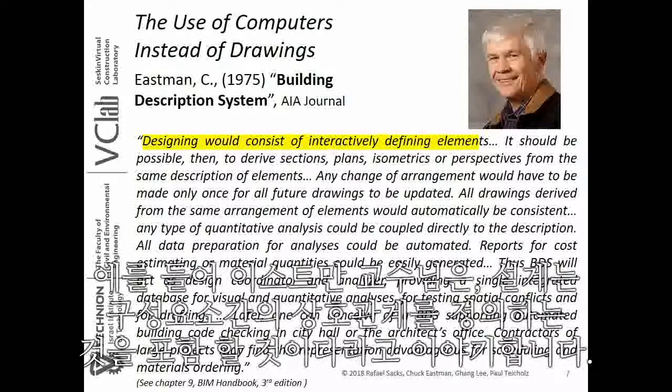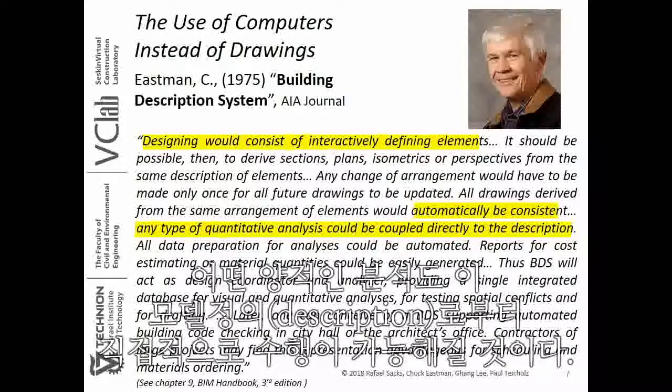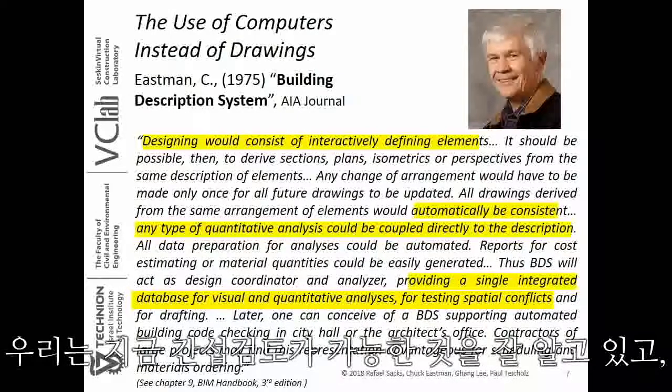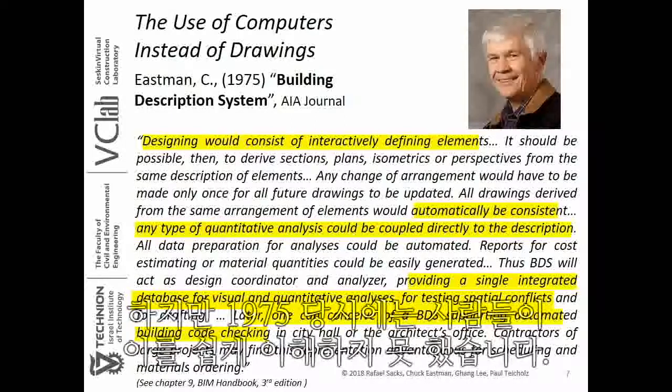For example, he said that designing would consist of interactively defining elements, that the elements would automatically be consistent and all drawings derived from the elements would be consistent. Any type of quantitative analysis could be coupled directly to the description. The modeling would provide a single integrated database for visual and quantitative analyses and even for testing spatial conflicts. We all know very well now about clash checking, about producing drawings from the same model, about an interpretive model, and so on. But in 1975, these things were certainly not understood at all.